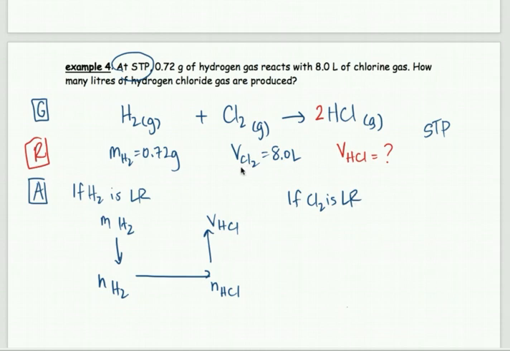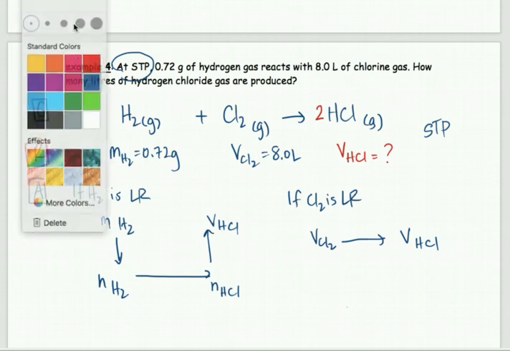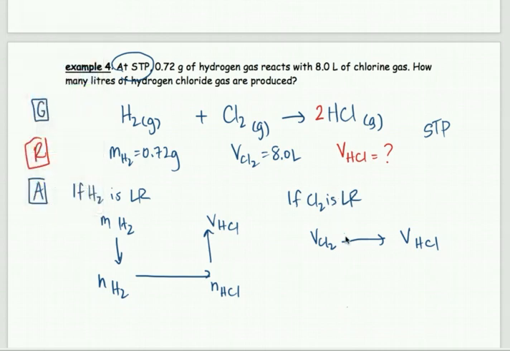we see that it's a volume to volume question. When we're at STP, remember, we learned about Avogadro's law, where if you have the same temperature and pressure, you can just use the mole ratio to find the volume of the other one. So if we know the volume of chlorine, we're just going to use the mole ratio to get to the volume of hydrogen chloride. Let's jot those down so we'll remember what we're supposed to do.